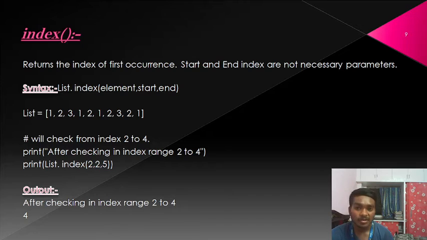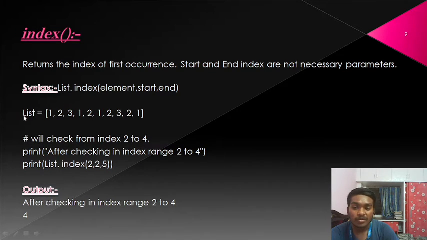Index. The index method returns the index of the first occurrence. Start and end indexes are not necessary parameters. Syntax: list dot index of element, start, and end. In the syntax we are going to find the index of the given element, and start and end are the index values, which are not necessary to give. Without giving them also we can find the index of the element. The index method shows the first occurrence.